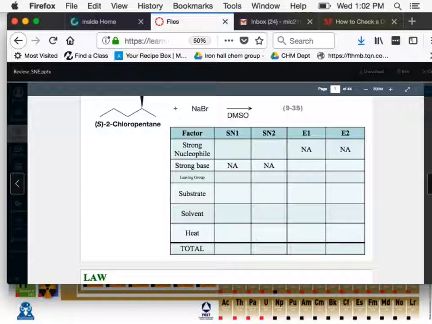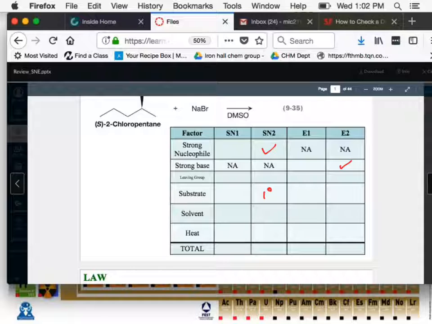If you have a strong nucleophile, that favors SN2. So we could go through and put a check mark in the SN2 box. Right? But if you have a strong nucleophile, more than likely that's also a strong base, so you could put a check in the E2 box. You can then look at the substrate. Well, the substrate is primary. A primary substrate favors SN2.